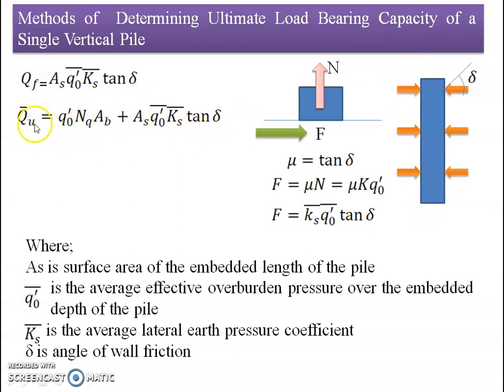The final equation of ultimate load at failure is equal to Q naught dash Nq Ab plus As Q naught dash bar into Ks bar into tan of dou, where As is the surface area of the embedded length of the pile, Q naught dash bar is the average effective overburden pressure over the embedded depth of the pile, Ks bar is the average lateral earth pressure coefficient, and dou is the angle of wall friction.